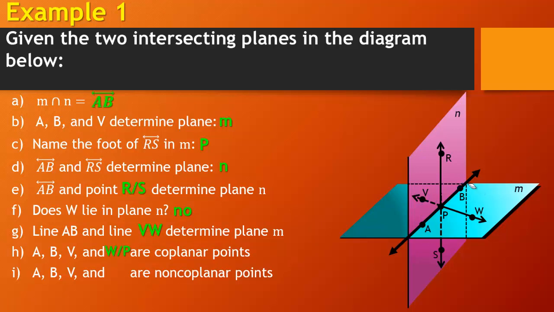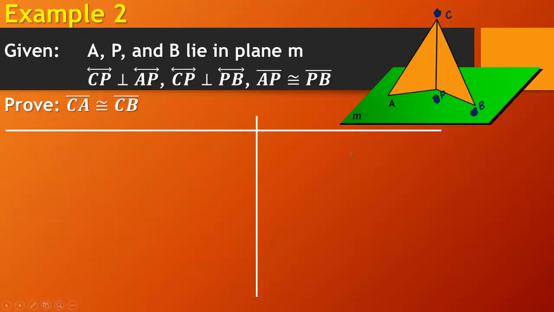Okay, A, B, V, and what are non-coplanar points? Since W and P are coplanar, we can't use those, so we'd have to look at either R or S. Okay, so forgive my markings on the diagram. I had to make some last minute changes because it was labeled incorrectly, but it should be good now.